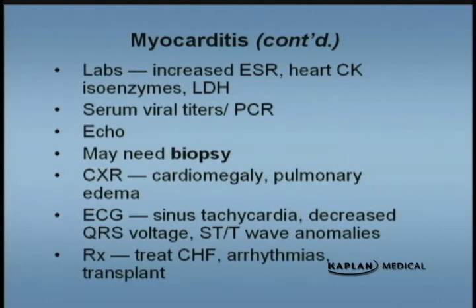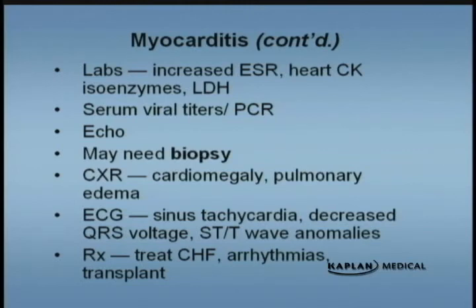Some labs will show an increased SED rate. This is a nonspecific test. It's not pathognomonic. You can also have your isoenzymes elevated. Again, not pathognomonic. The best test is going to be a biopsy. So on the exam, if you are pushed for it, you should do a myocardial biopsy. This will show you histopathology suggestive of myocarditis.